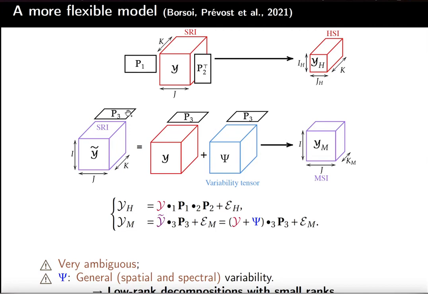And we will link these two images by means of an additive model, Y plus psi here, where psi is a tensor of variability. Again, this degradation model can be written by means of tensor equations, where we can see that the variability terms appear here. One problem with this model is that it is very ambiguous, because the tensor psi represents a general term of variability, which can be spectral, but also spatial. So in order to make this model well posed, we will need to make some assumption on the variability, and we will also use some low rank decompositions with very small rank to ensure that we can solve the problem.